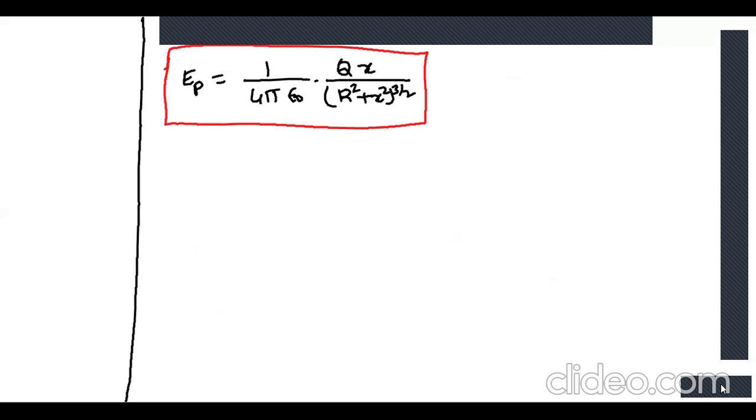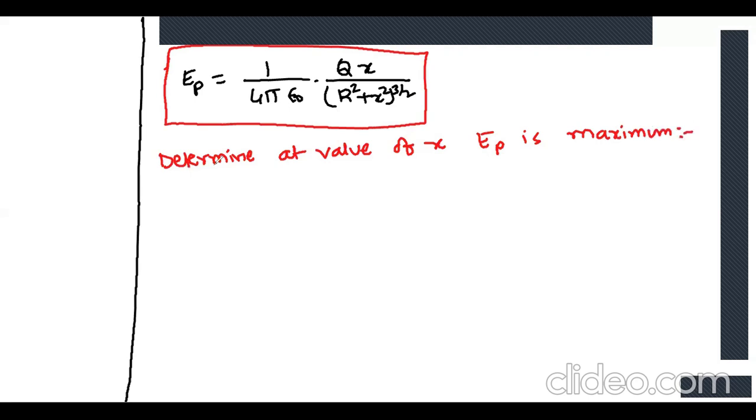Now, based on this thin ring, I want to determine at what value of x the electric field at point P is maximum. At what value of x is the electric field at the axial point maximum?